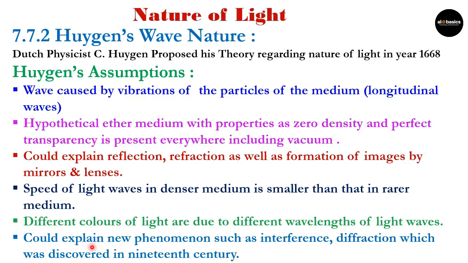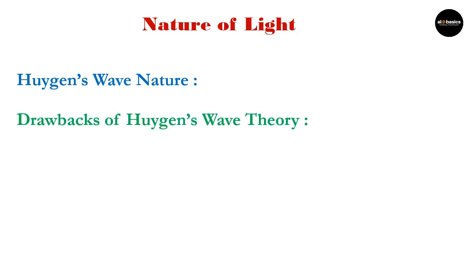Now this is regarding Huygens' assumptions and what can be explained on the basis of Huygens' wave nature of light. We have seen the plus points of Huygens' wave nature. But at that time, one more well-known phenomenon was there, that is rectilinear propagation of light. And this rectilinear propagation of light could not be explained on the basis of wave nature.